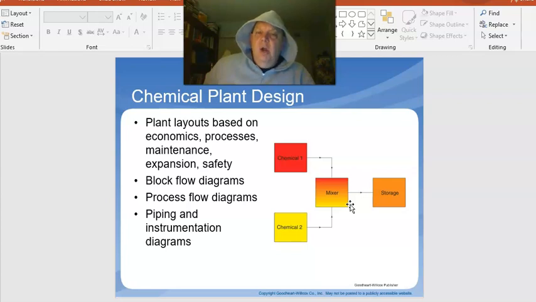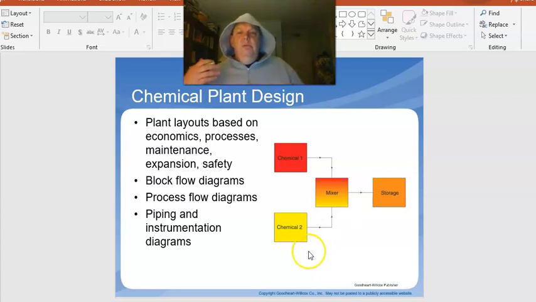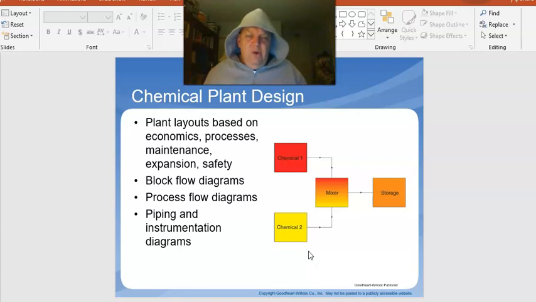Because if workers get hurt, or you have a chemical plant explosion, bad things happen. People get hurt, in some cases they die, and you get lawsuits for it. Now, those are some of the things that the chemical plant engineer is going to have to figure out.